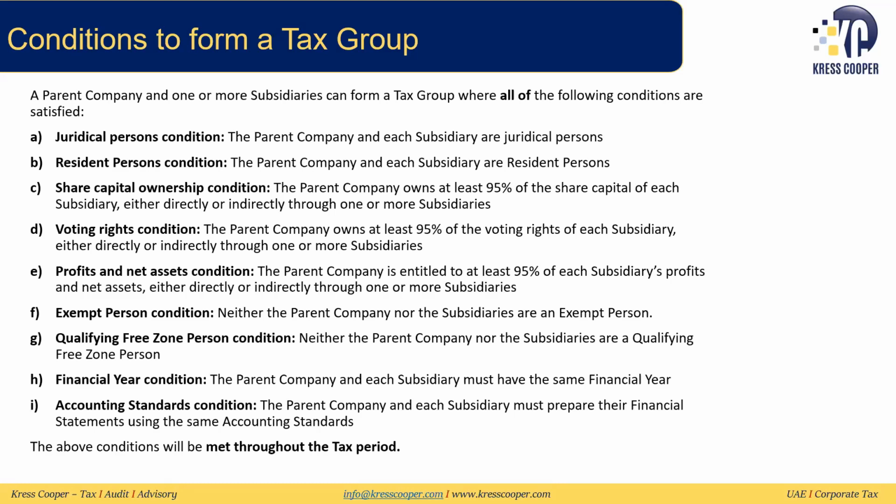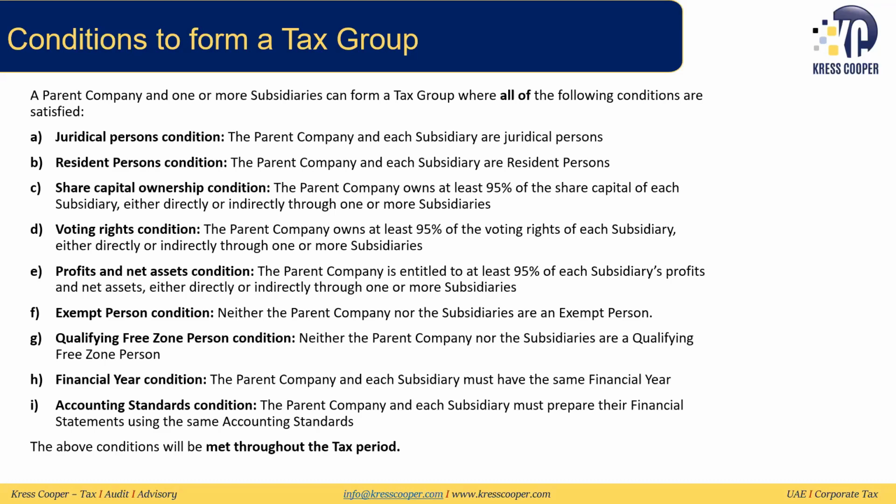The first condition is the juridical person condition. This condition says that the parent company and each of the subsidiaries that want to join the tax group need to be juridical persons. What it means is they need to have a legal identity separate from their owner. So a private company, public joint stock company, or LLC can be part of a tax group, but a natural person, an unincorporated partnership, a civil company, or freelancers cannot be part of a tax group.